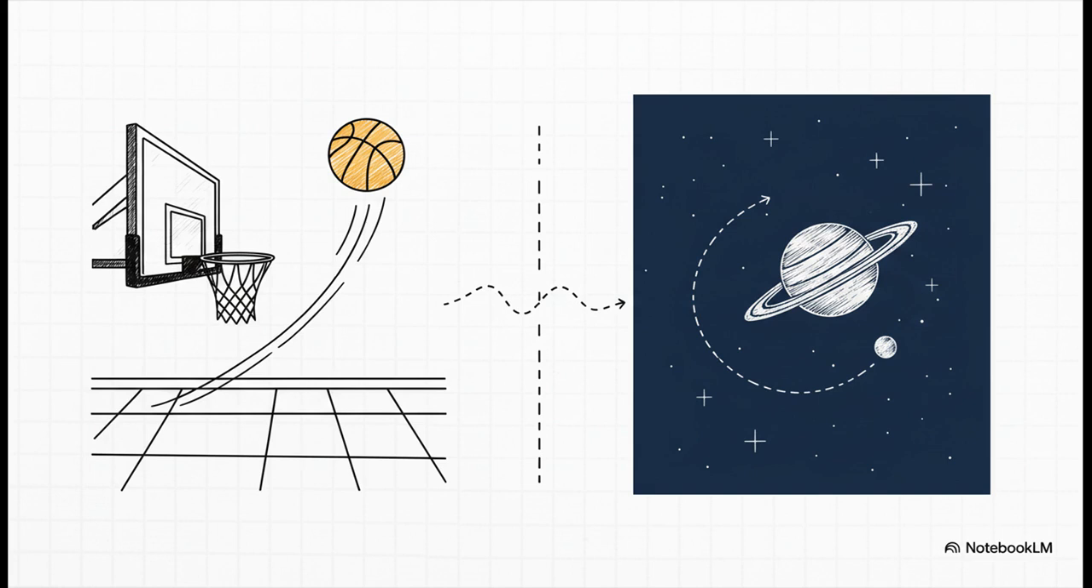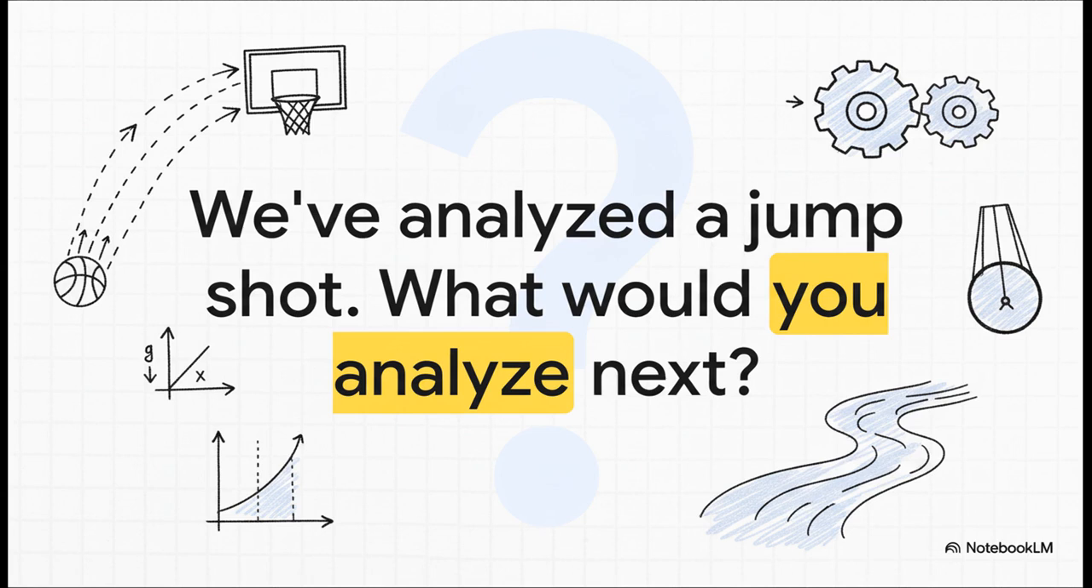When you really think about it, from the flight of a basketball to the orbit of a planet, calculus is the fundamental language we use to describe, analyze, and optimize our world, a world that is constantly in motion. So we just broke down the physics of a perfect jump shot, but the applications for these tools are truly endless. So I'll leave you with this question. Now that you have the playbook, what changing system in the world would you want to analyze next?